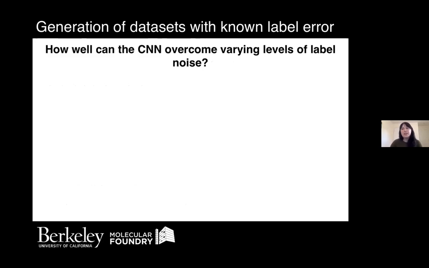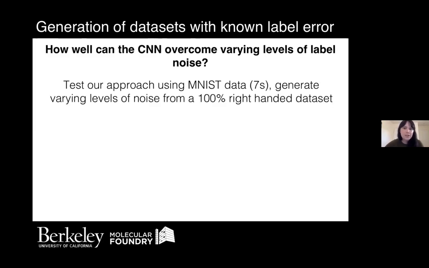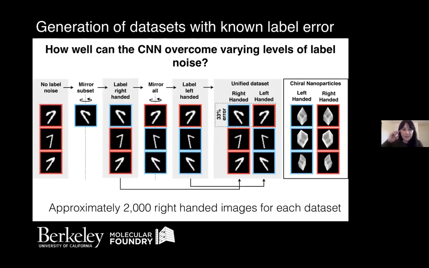So to actually do this, we first needed to understand how well the convolutional neural net could overcome varying levels of label noise, because in practice, our label noise would be unknown. So we decided to test our approach, not just using the SEM data, but also using some MNIST data. We chose the number 7, which is chiral, and artificially generated varying levels of noise from an initially 100% right-handed data set. So here's actually how this works.